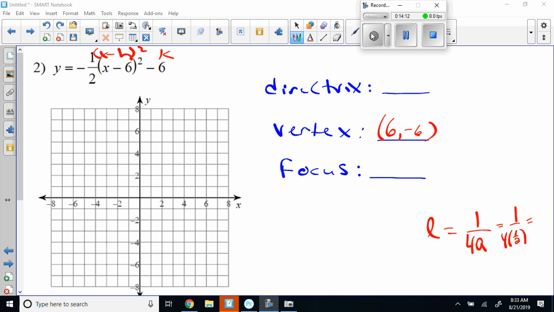Well, guys, we know 4 times 1/2 is 2, right? So 1 over 2 would be what? 0.5. Did you get the length to be 0.5? Yes or no? Okay, good. So what that tells you is, from the vertex, we're going to go up 1/2 and then down 1/2 to get the directrix and the focus. All right? Question, go.